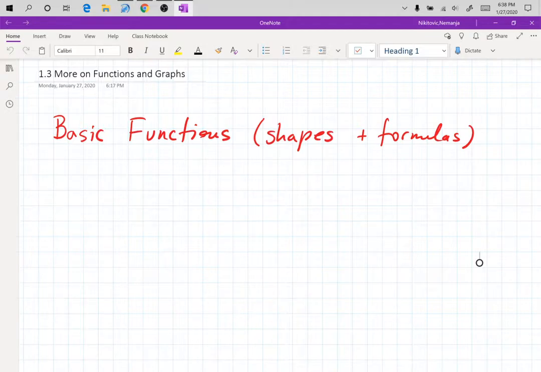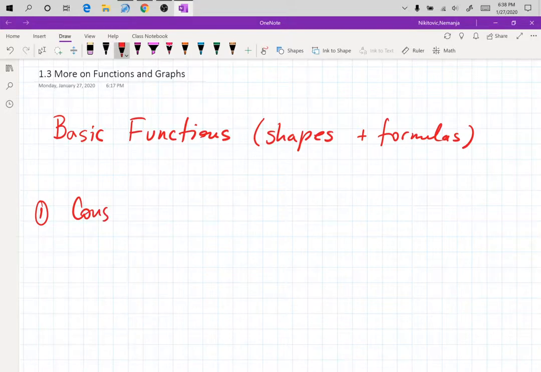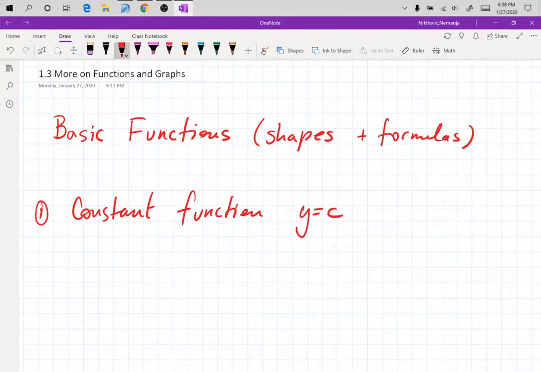But let's start with number one, constant function, with the formula y equals some number c. Y equals 2, y equals negative 10, whatever. That is the horizontal line going through number c. So it's going to look like this. That's the function. Just this horizontal line going through c. It's called constant function because it doesn't change its y value. It just plows straight through.